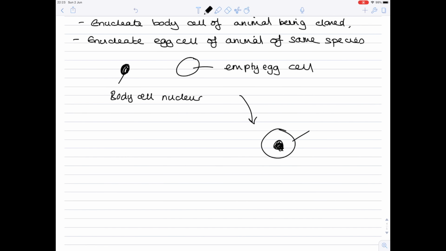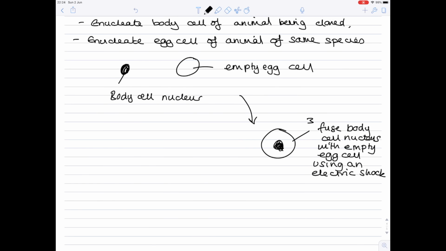And notice that in order to do this, you need to use electricity. So fuse, this is your third step, body cell nucleus with empty egg cell using electricity or an electric shock. So that was step 3. And now basically you're ready to implant this cell into the uterus, so the womb of a surrogate.